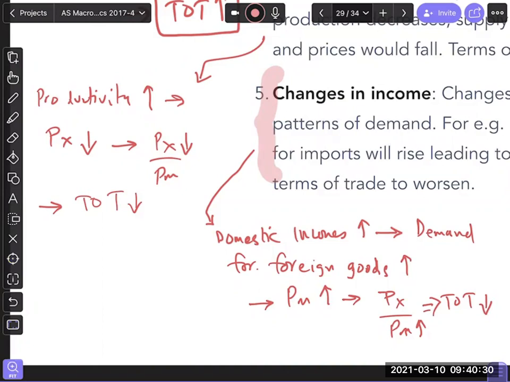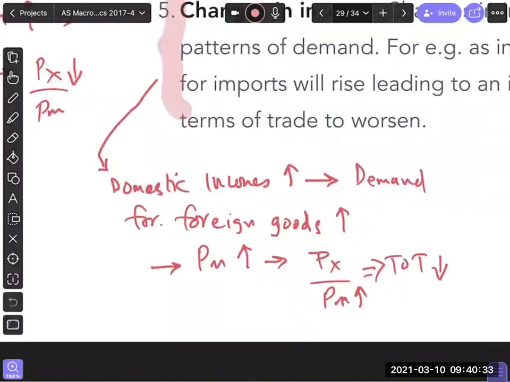Guys, does that make sense? Number 5. Are we happy with number 5? Do we get the idea of number 5? Okay.